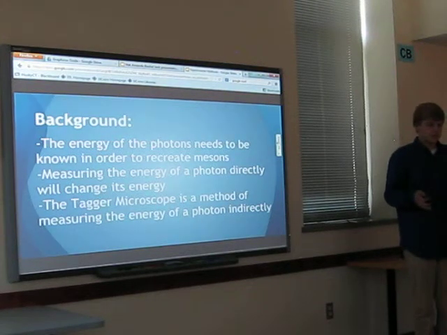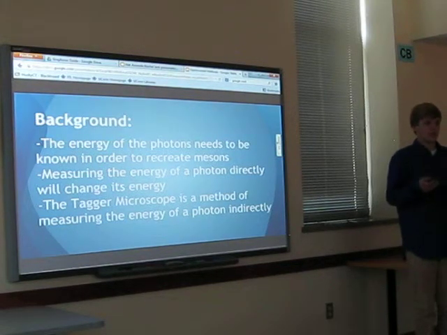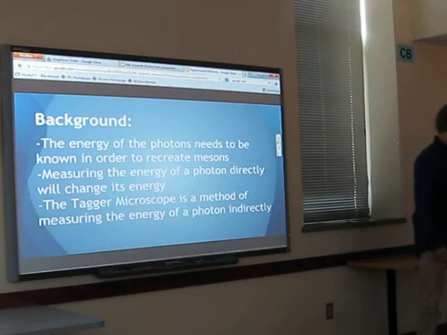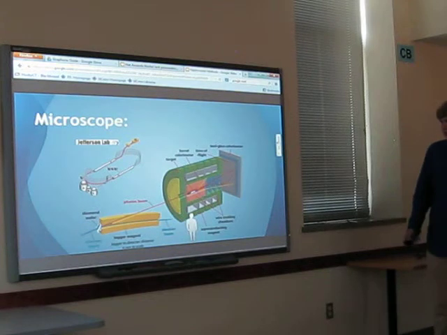Measuring the energy of a photon directly will change its energy, so we need to find a way to measure the energy of a photon without doing it directly, so by some other means. And the Tagger microscope is what we're planning on using. So this is how the microscope works.